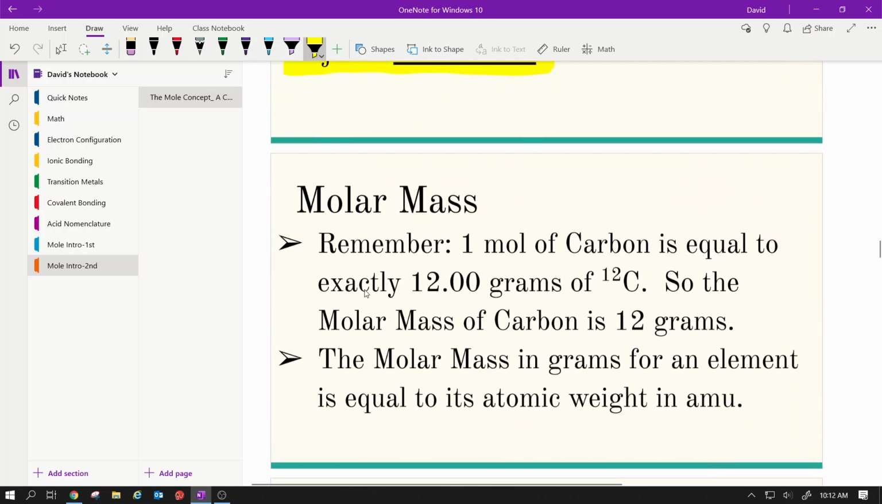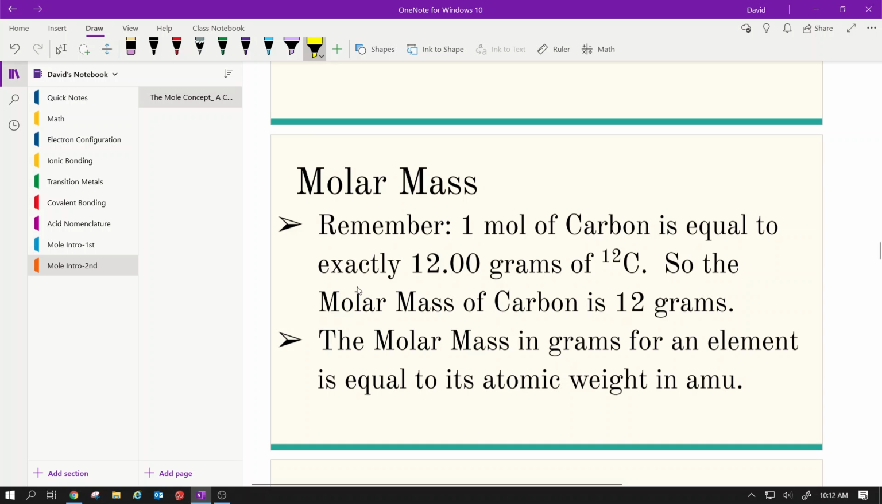All right. So, don't write this yet. I'll show you what to write here. You remember that 1 mole of carbon was defined as the number of atoms in exactly 12 grams of carbon-12. So the molar mass of carbon is 12 grams. Here's what I want you to write down. The molar mass in grams for any element is equal to its atomic weight in AMUs.